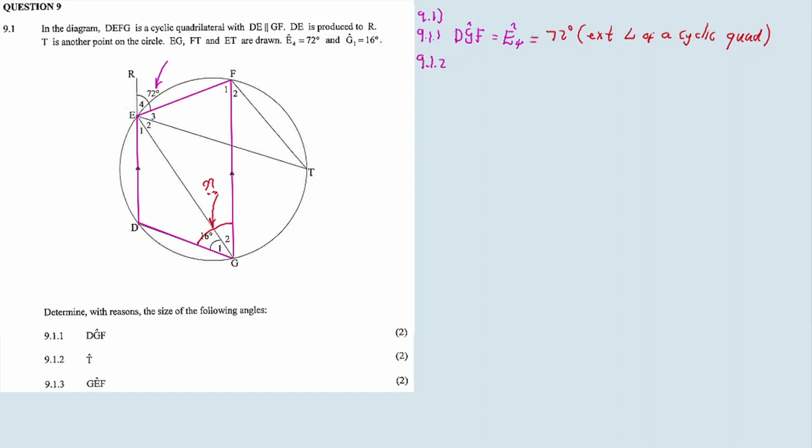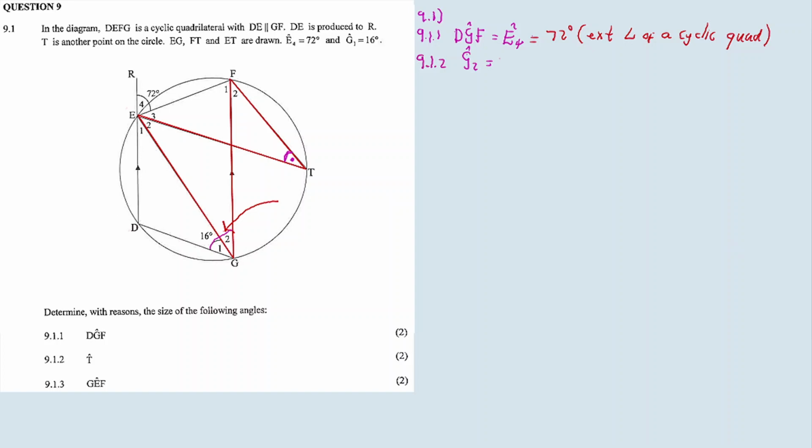9.1.2. We want angle T. I want this angle T. But we start by calculating this angle, angle DGF. So what's the relationship between this angle DGF and T? That's the question. What relationship exists between these two? I can see a bow tie. There's a bow tie connecting T and DGF. This bow tie has angles in the same segment.